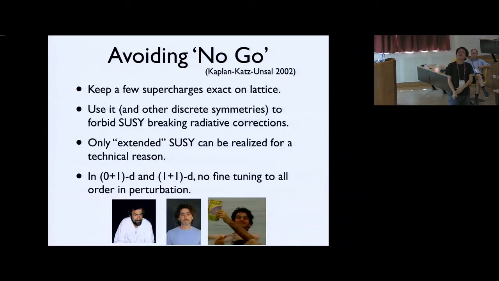Anyways, so these three people gave a breakthrough idea. As I said, it's possible to keep a few supercharges exact on lattice. And it's also possible to keep a few other symmetries, global symmetries. And then, as I said, the problem is whether it's good enough to control radiative correction. They designed a good lattice SUSY theory, which keeps some of the symmetries of the continuum theory. And they show that at least in a lower dimensional case, such exact symmetry kept on lattice is good enough to control radiative correction.